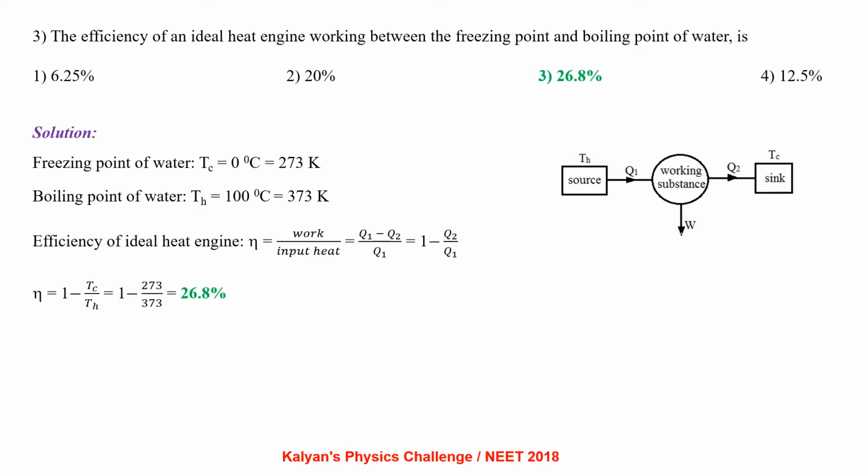The efficiency of an ideal heat engine working between the freezing point and boiling point of water is. Freezing point of water is 0 degrees centigrade, that is 273 Kelvin. Boiling point of water is 100 degrees centigrade, that is 373 Kelvin. Efficiency of an ideal heat engine is given by work done by input heat, that is 1 minus Q2 by Q1, which also can be written in terms of absolute temperatures. So efficiency equals 1 minus temperature of sink by temperature of source. That comes out to be 26.8%.